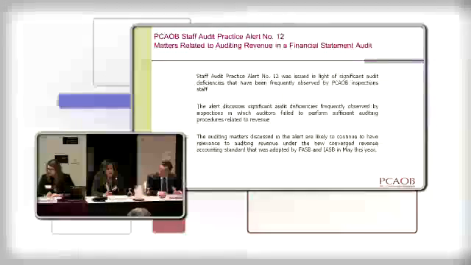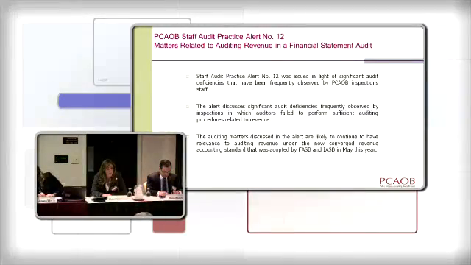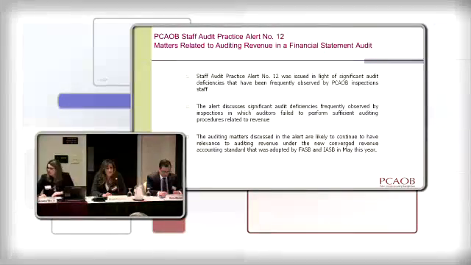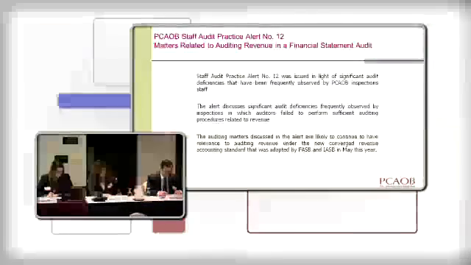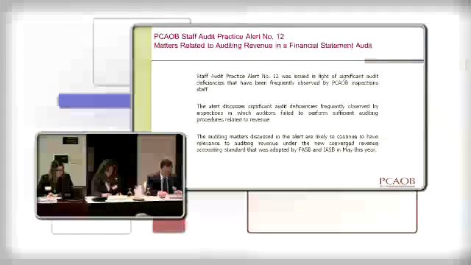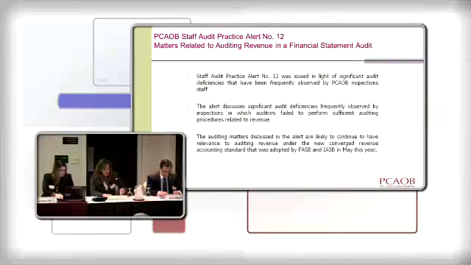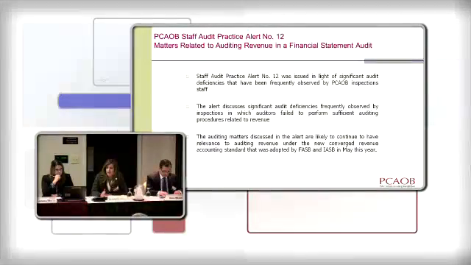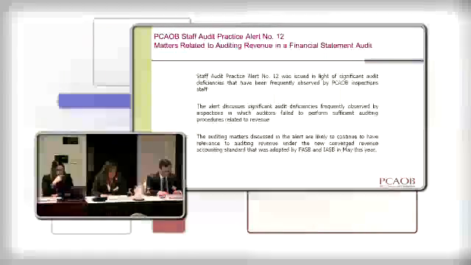Although this practice alert highlights PCAOB requirements when auditing revenue under the existing accounting standards, we believe that many of the topics in the practice alert will continue to be relevant under the new accounting standard that FASB and IASB adopted earlier this year. So we hope that our focus on certain PCAOB requirements relating to aspects of auditing revenue in which significant audit deficiencies have been frequently observed will help to better prepare auditors both today and in the future when companies begin to adopt and implement the new accounting standard.